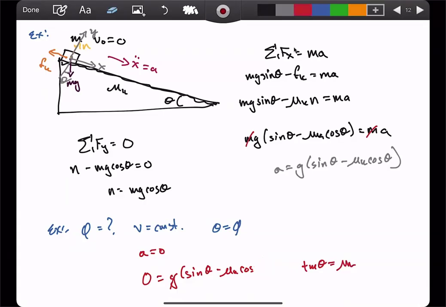Actually, let me not call that theta. Let me call this phi, since I already called it phi. So the tangent of phi is equal to the coefficient, which means that the angle is equal to the inverse tangent, or arctangent, of the coefficient. So for this guy to be sliding down the plane at a constant speed, the angle of the plane has to be specifically equal to the arctangent of the coefficient of friction.